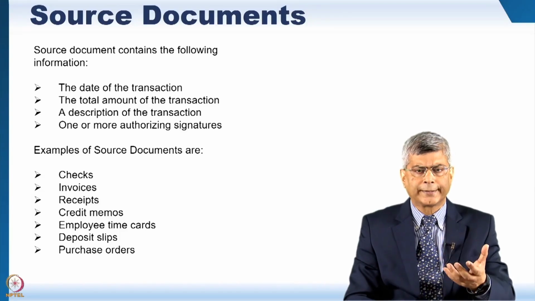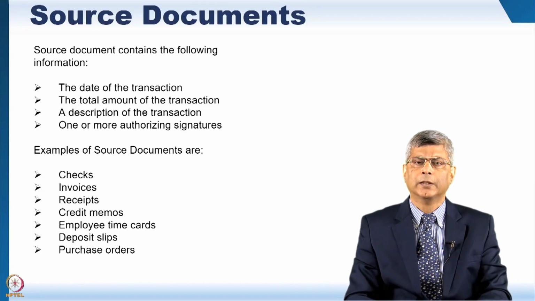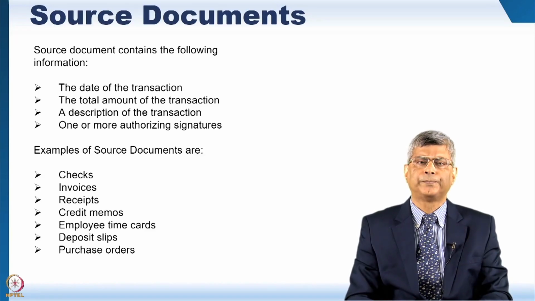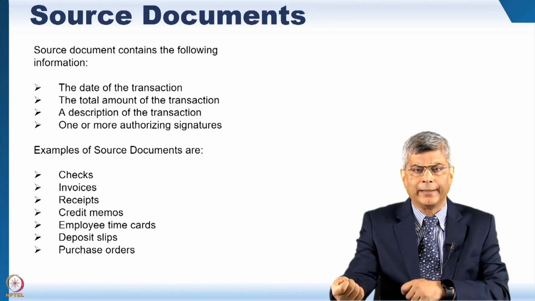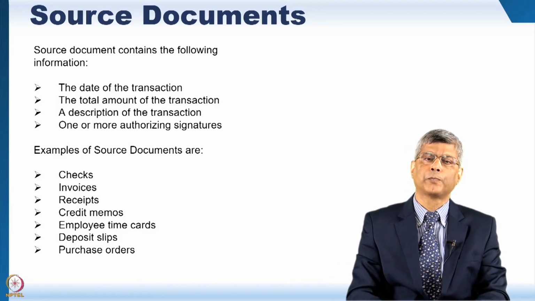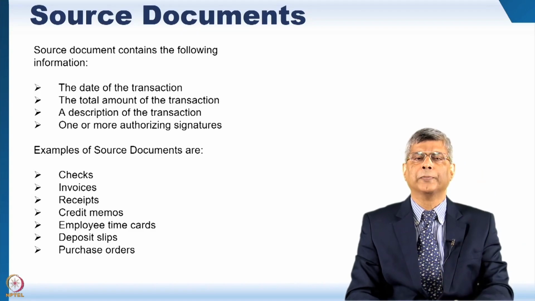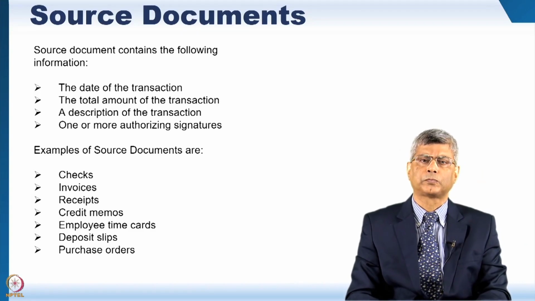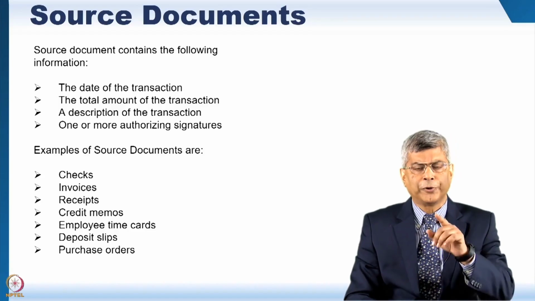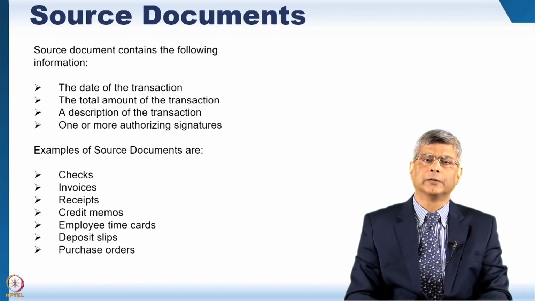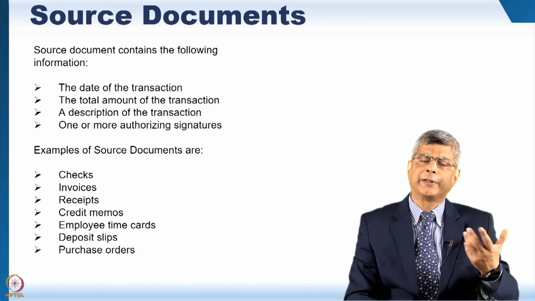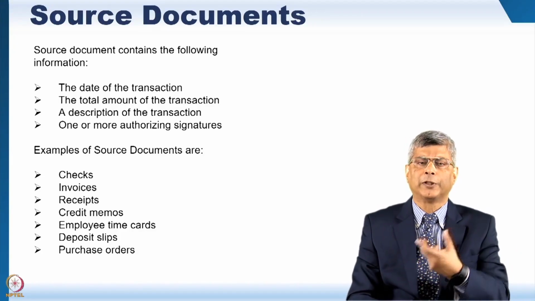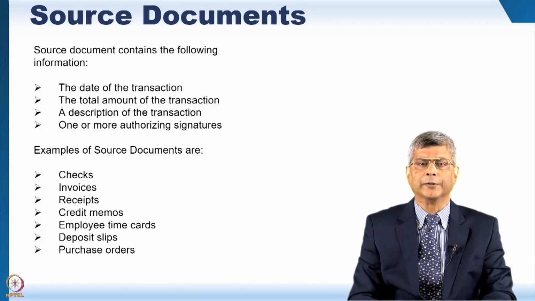It could be a deposit slip in a bank, a purchase order for something, an employee time card because you have to pay hourly wages maybe. So these are all source documents. All of you will be using source documents because if you're employees and you're claiming reimbursement, you'll probably have a travel bill or a food bill which you'll give to the company for claiming reimbursement.